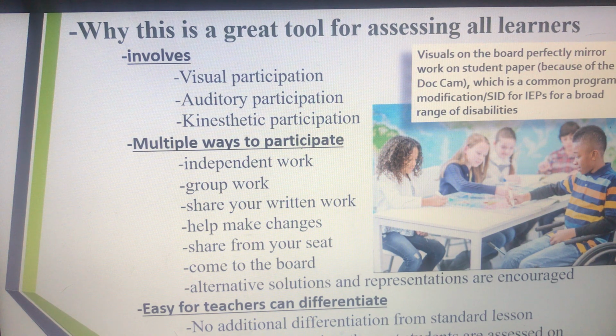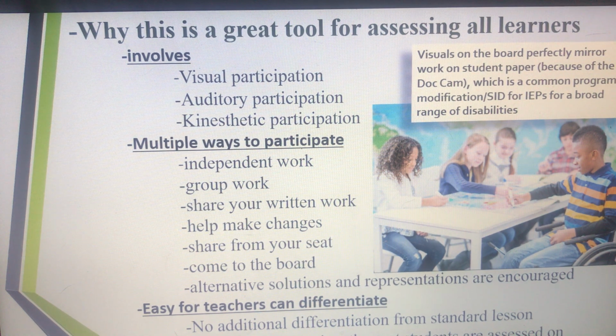And then lastly, this is important to me. It's easy for teachers to differentiate. Firstly, you don't need to do anything different from what you normally do to differentiate for your students, because you're using the student work, and you don't need to create a different PowerPoint. You don't need to create a different assessment tool. You're taking the work you were going to use anyway, which should be differentiated, and then you're sticking it under a doc cam. You're making it visual for everybody.